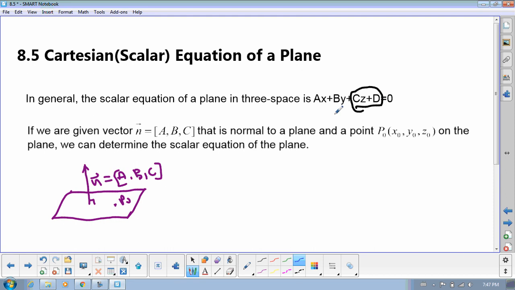The way that we're going to generate this equation is we're going to work with the principle of a normal. So a normal is a line that's perpendicular to a line or a plane. That's this vector right here, and it has the components A, B, and C. As long as I know what that normal is, and I have a point on my actual plane, I can figure out the scalar equation. So what we're going to do is sort of prove where this equation is coming from, and then we're going to figure out some equations, so put it into practice.